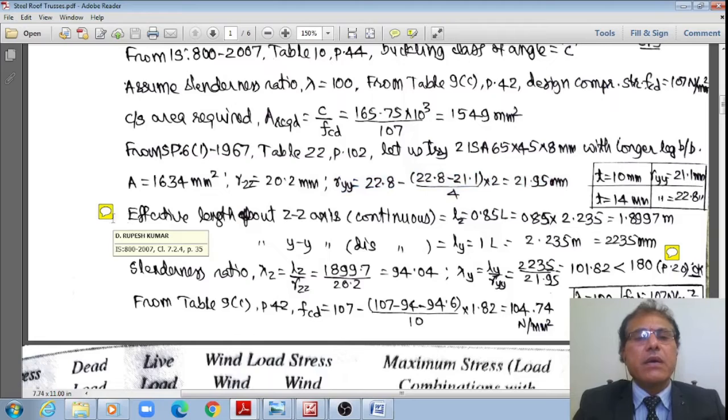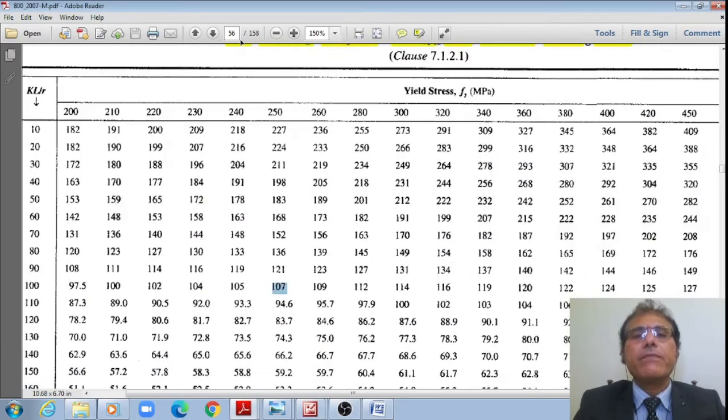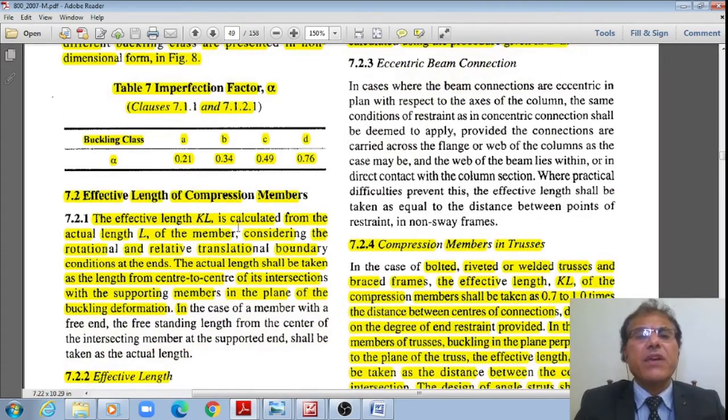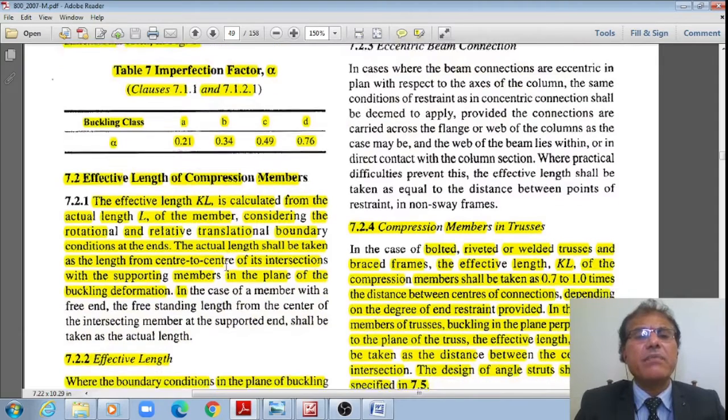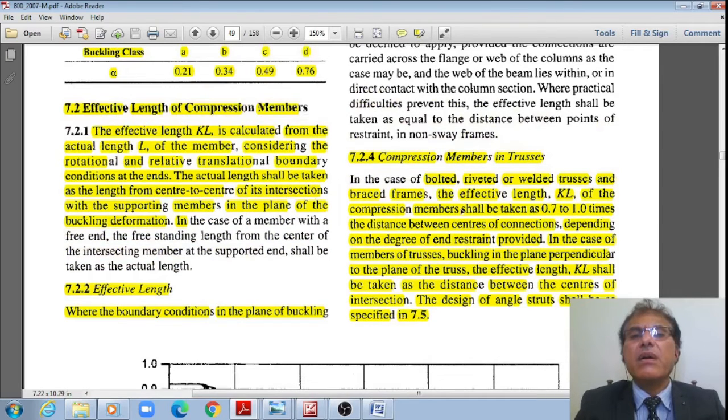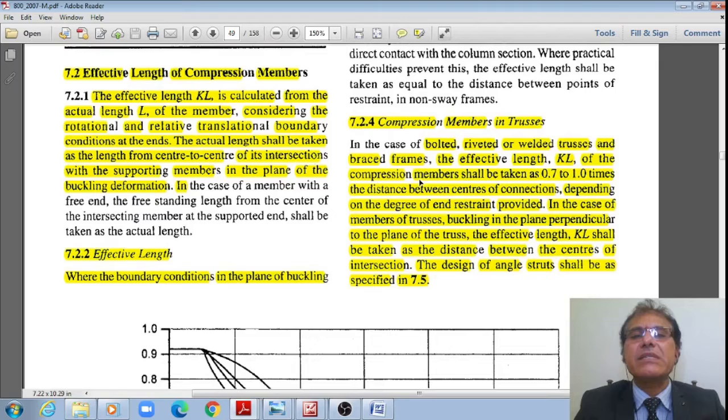Now, next. If I go to this IS 800 2007, page number 35, clause 7.2.4, right? Let me go to that page number 35, student. Page number 35 is like this, right? Yes. Now what I can see here is that the effective length of compression members calculated from the actual length should be center to center. However, the effective length for compression members in trusses, this is 7.2.4, right?